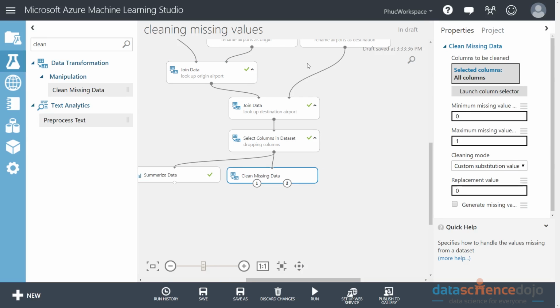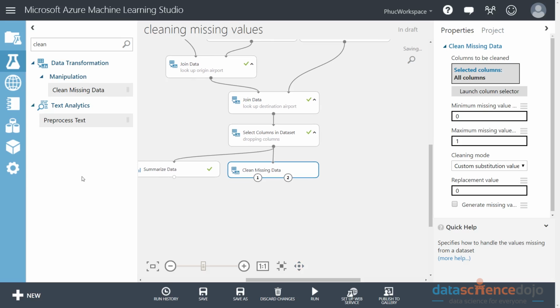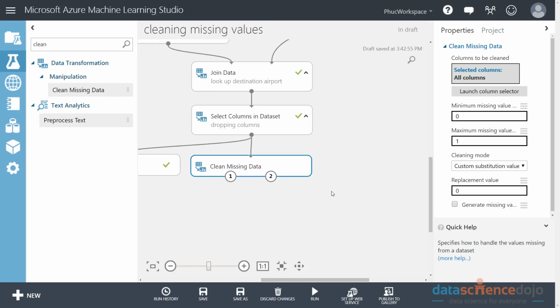That's why I'm making it part of this workflow. It's just a style thing. I like to keep my experiments nice and neat because I work with people, right? And I want them to also understand what I'm doing.